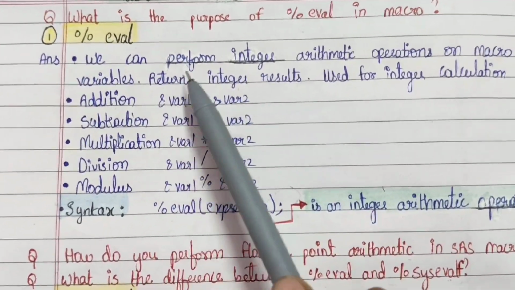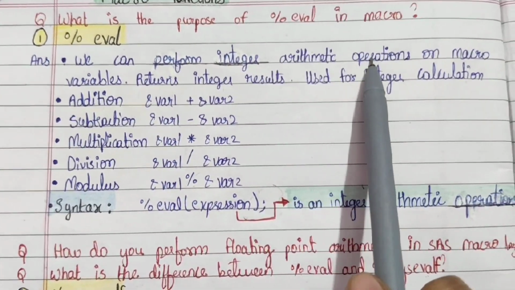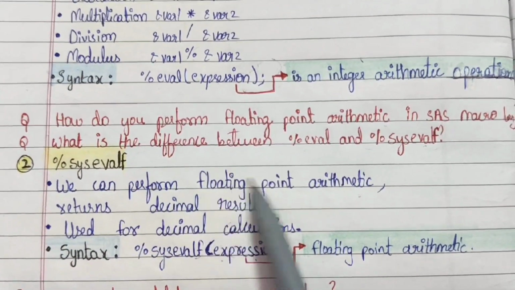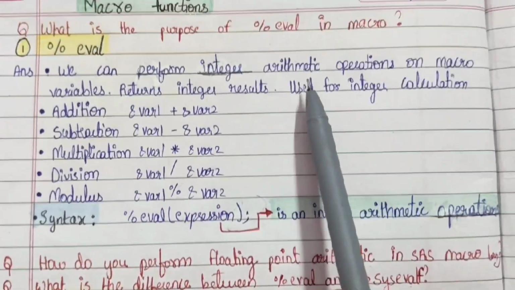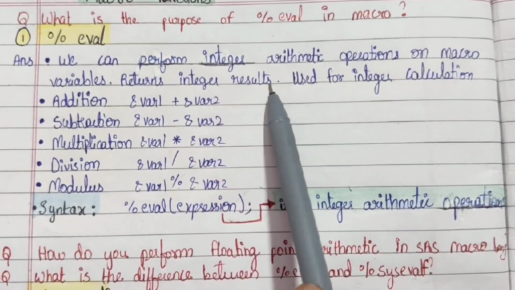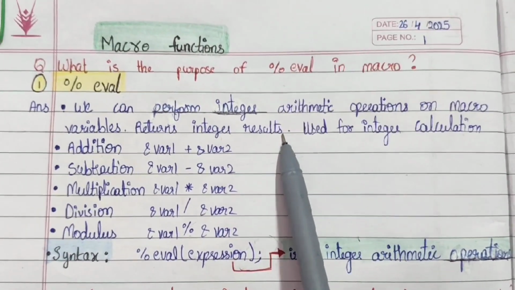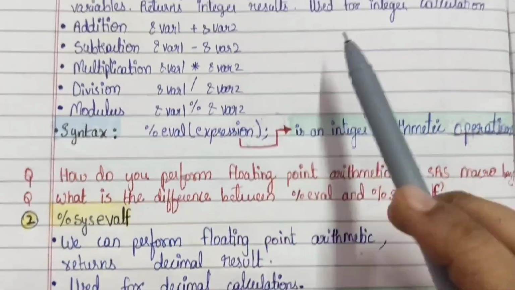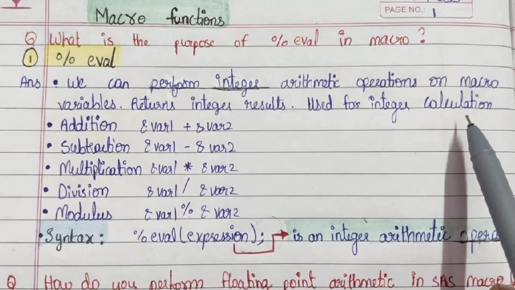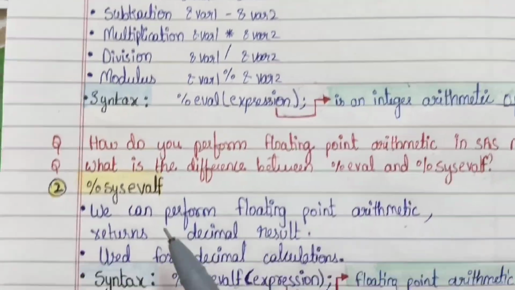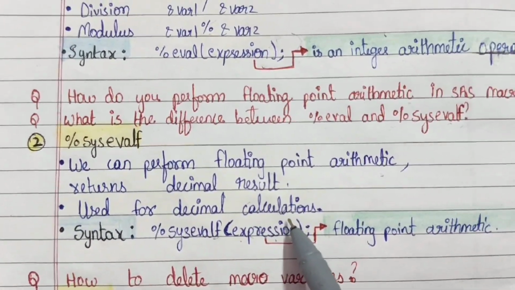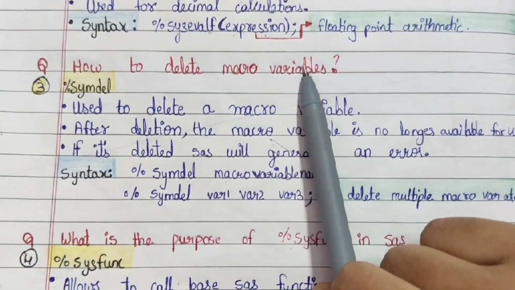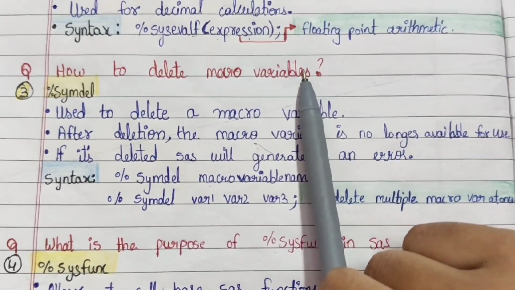Here %EVAL performs integer arithmetic operations and returns integer results, used for integer calculation. %SYSEVALF performs floating point arithmetic operations and returns a decimal result, used for decimal calculations. Now the next function: how to delete macro variables.